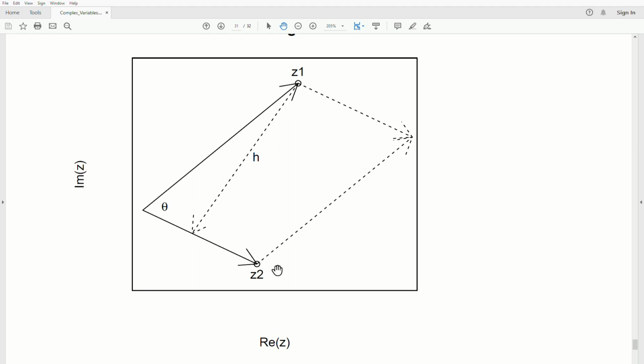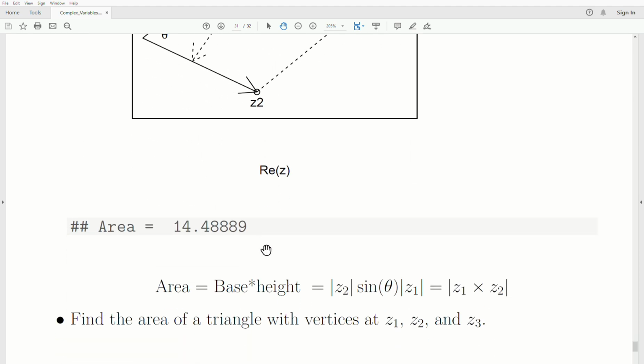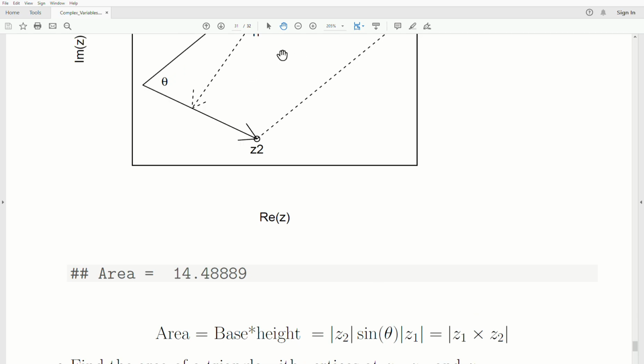And of course, we know the magnitude of the base, or the modulus of Z2. So then we're finished. So the area of this parallelogram is the base times the height. The base, of course, is just the modulus of Z2. And the height is the modulus of Z1 times the sine of theta. But this is the definition of cross product. And of course, we want the absolute value in case it's negative, because this has to be positive.